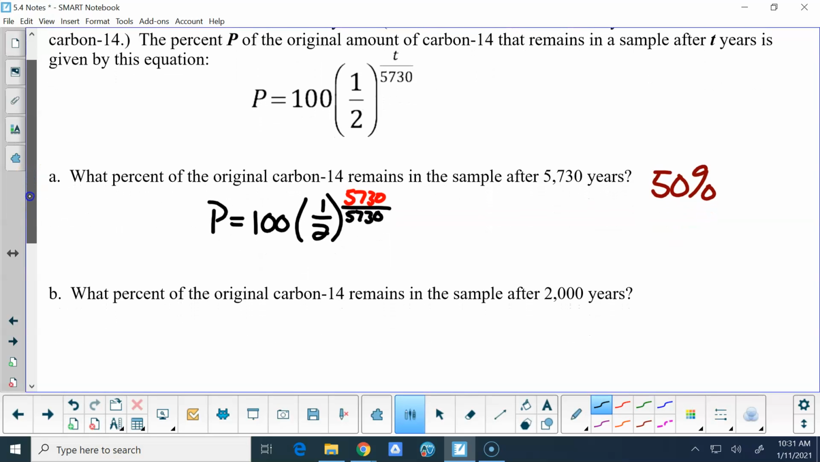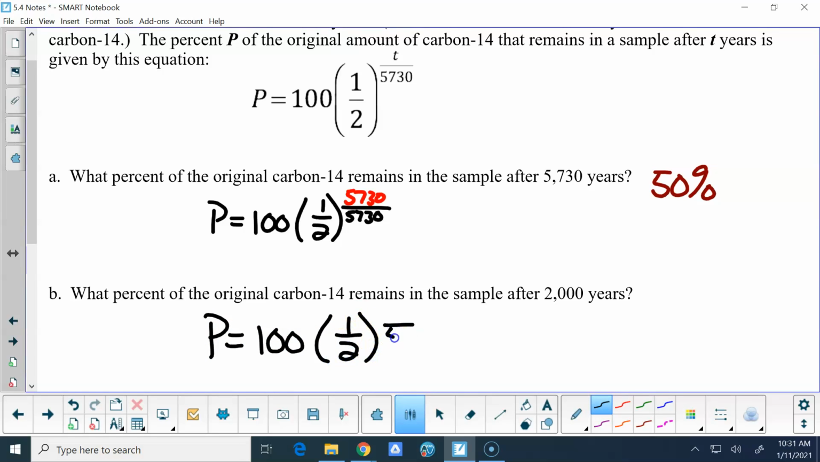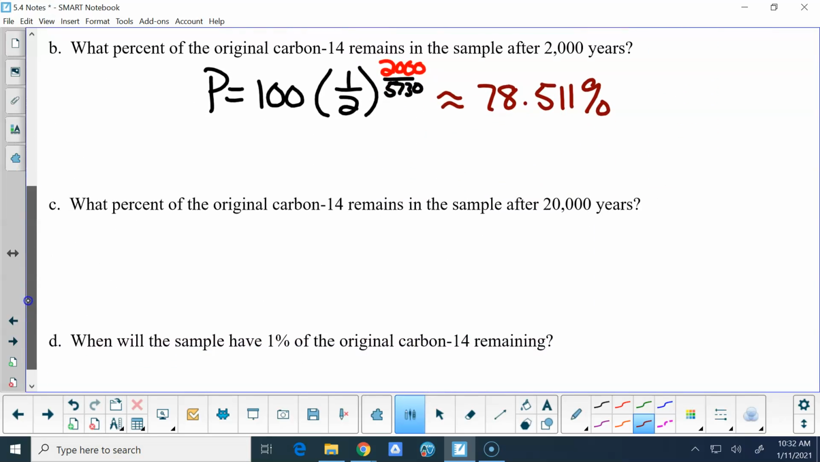Okay. Next one. What percentage of the original carbon-14 remains after 2,000 years? Well, now we're going to go P equals 100 times 1/2 to the 2,000 divided by 5,730. So we've got 100 times 0.5 raised to the 2,000 over 5,730, and I get 78.511%. Agree? Okay. Love it. There are two more questions down here.